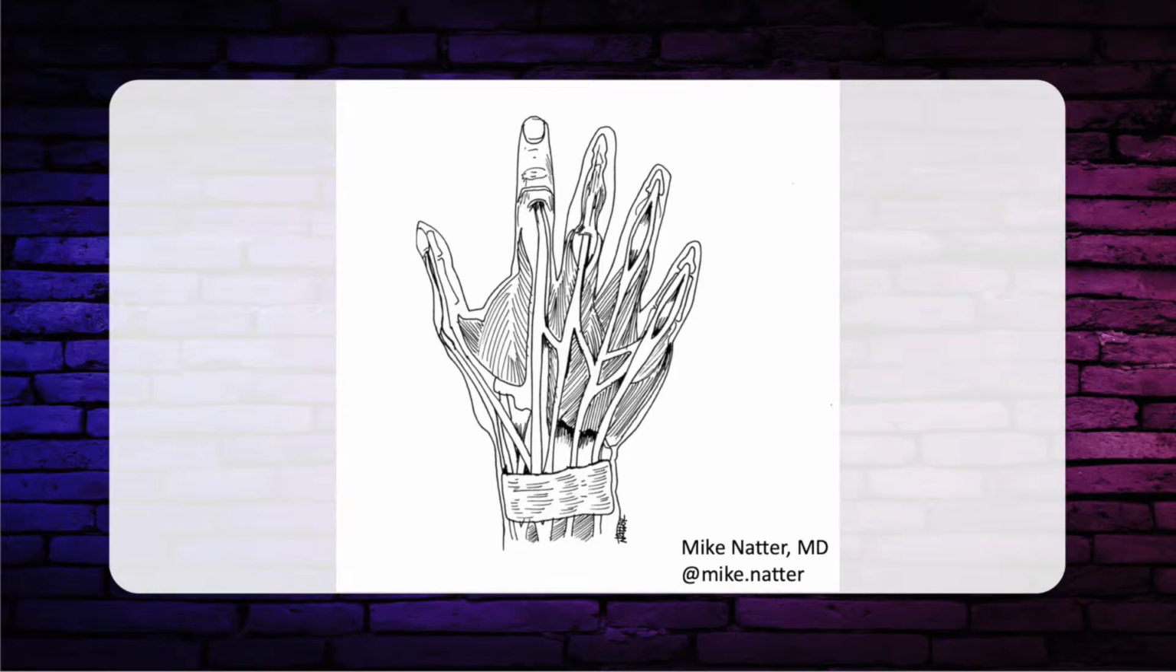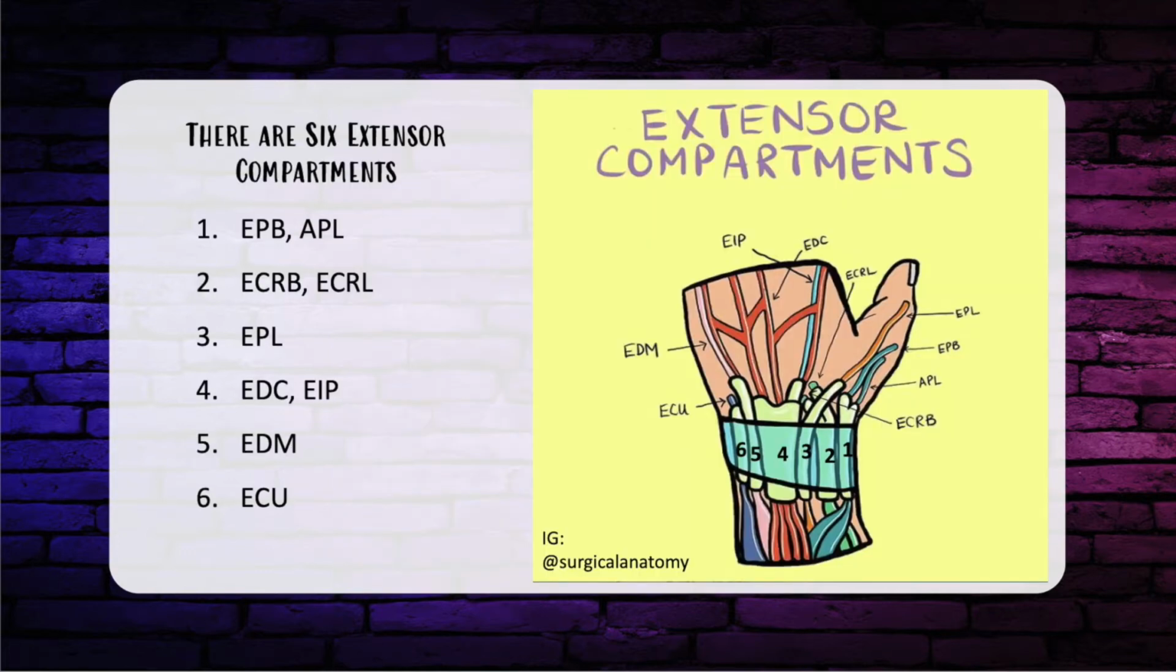Let's do it. Let's start with the extensor tendons and their corresponding compartments as they cross the wrist. There are 6 compartments. The first one is the extensor pollicis brevis and abductor pollicis longus. The second one is the extensor carpi radialis brevis and extensor carpi radialis longus. The third compartment is the extensor pollicis longus.